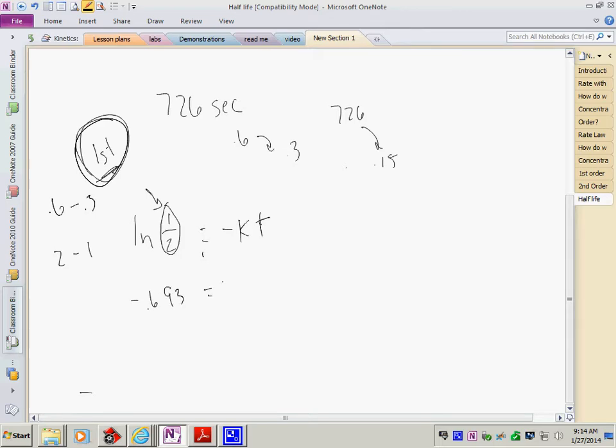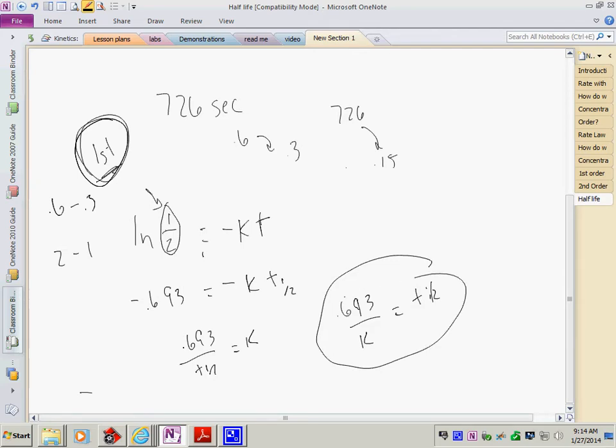Equals negative kt. So if I want to find the time, at this point, because I've done the 1/2, I always put a 1/2 here, t 1/2, and divide out, and we get 0.693 divided by my t 1/2 equals my k, or 0.693 divided by my k equals my time for 1/2. This particular equation right here is actually also on the introductory advanced placement equation and constant sheet as of this date.